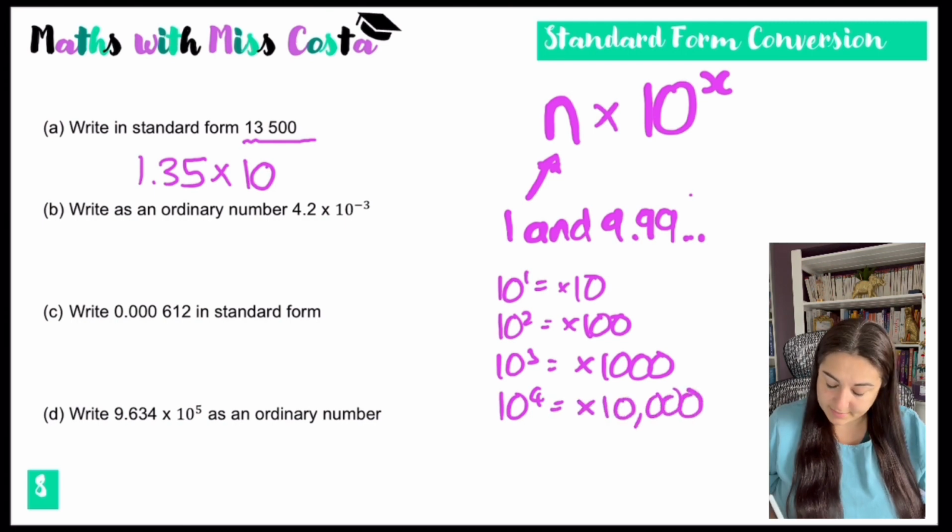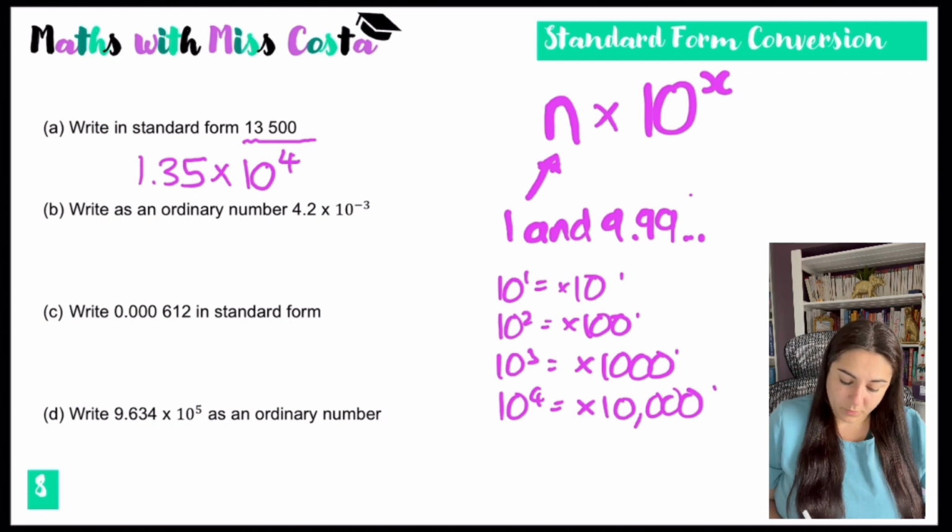So what power of 10 do I need to multiply 1.35 by to get to 13,500? Well, if I multiplied it by 10, that would give me 13.5. By 100 would be 135. By 1,000 would be 1,350. So it must be times 10 to the power of 4.